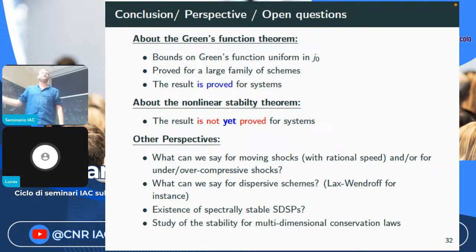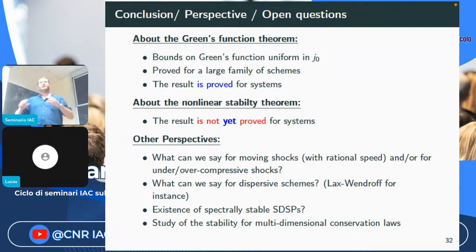And there are several other perspectives. You can look at moving shocks, you can look at overcompressive, undercompressive shocks, you can look at dispersive schemes. Essentially, this is a first step, I think, towards generalizing this theory for a much wider set of schemes and of shocks. And also there are subsequent questions which are related to multi-dimensional cases.